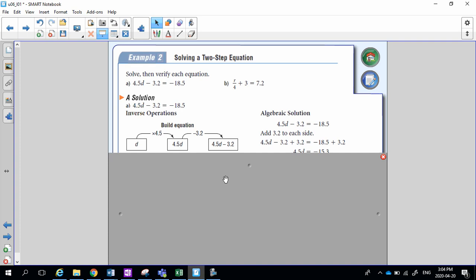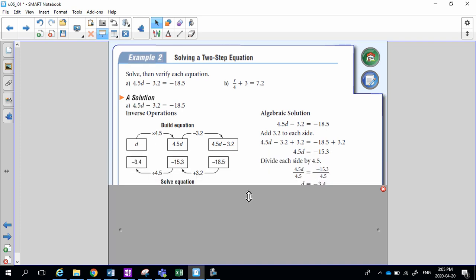So we're going to fill that in down here. Then we're going to do the opposite of takeaway, which is going to be plus. And then the opposite of times is going to be divide. So let's look and see what that looks like. So we start with minus 18.5. Do the opposite of this, plus 3.2. Then we do the opposite of that, divide it by 4.5, and we get this number, negative 3.4.